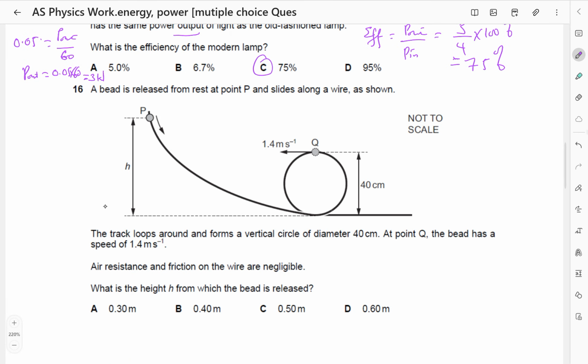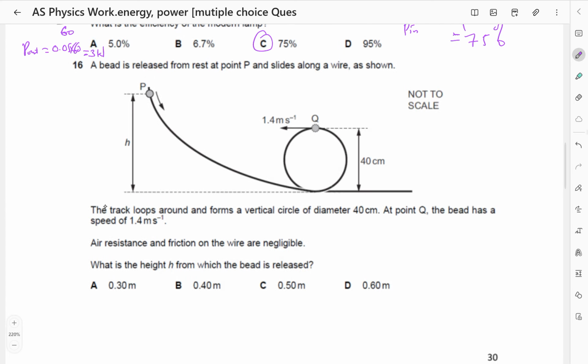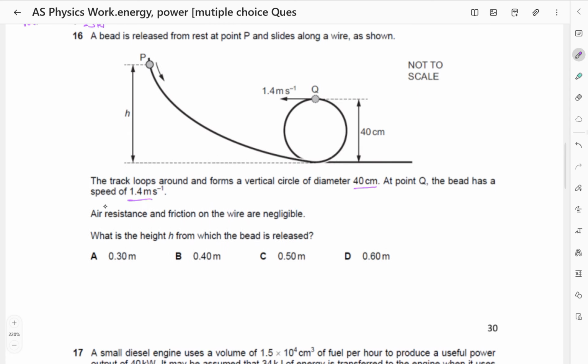A bead is released from rest at point P and slides along the wire as shown. The track loops around and forms a vertical circle of diameter 40 centimeters at point Q. At point Q, the bead has a speed of 1.4 meters per second. Air resistance and friction on the wire are negligible. What is the height h from which the bead is released?